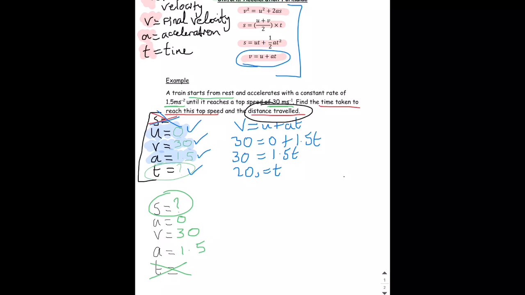So again, what I want to find out there then is how far has it travelled, so its displacement after that period of time. If it started from rest, reached 30 meters per second, and had that rate of acceleration. Technically, I know the time as well now because I just worked it out, but we're not really interested in it for this part of the question, so I'll cross that out.